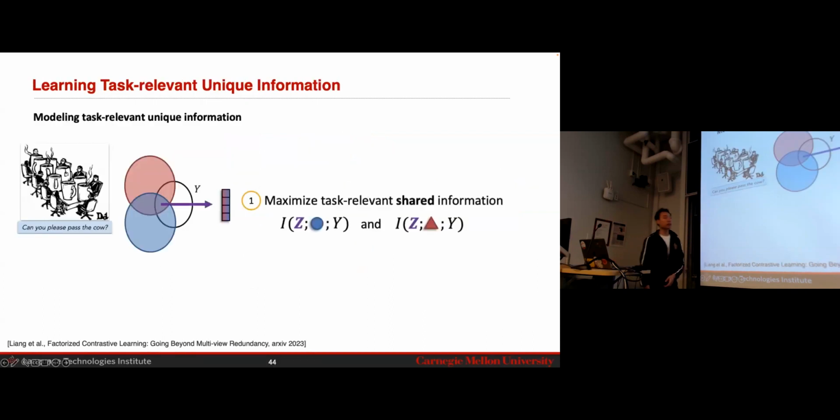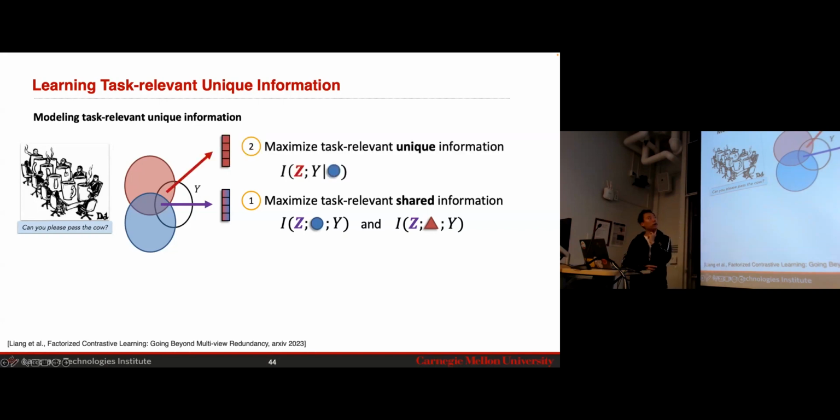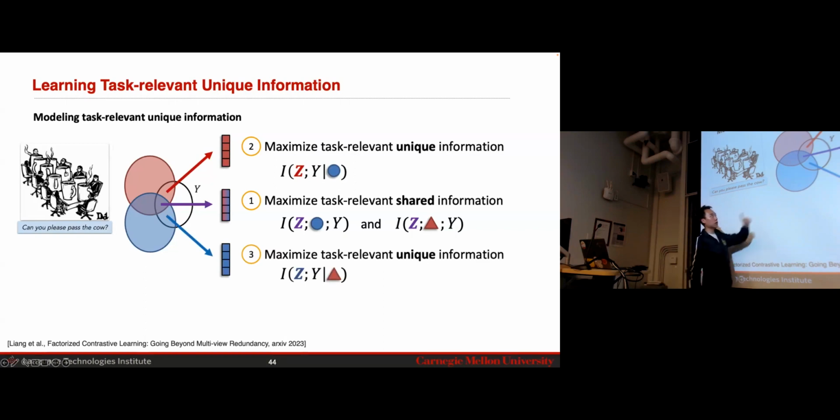Another recent way of doing it is to just do it in the context of your task Y. So I can learn three representations: one that captures the mutual information between my two modalities and the task Y, one that learns unique information, so just how my first modality contributes to Y conditioned on the second, and one that learns how the second modality contributes to Y, conditioned on the first.